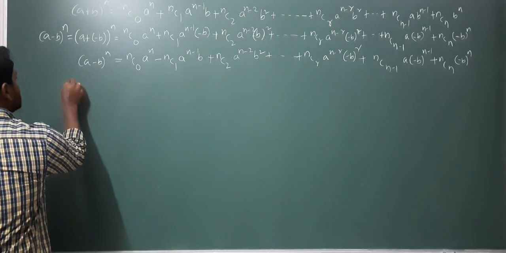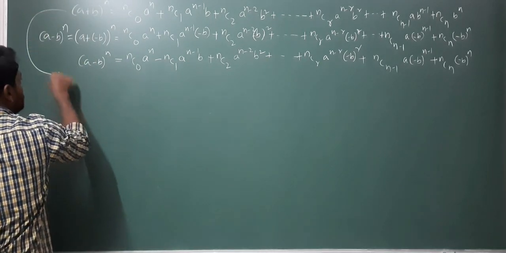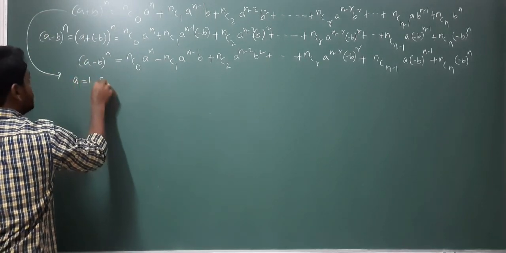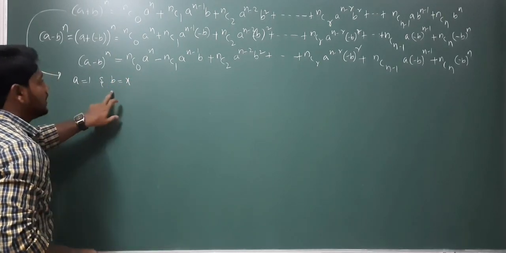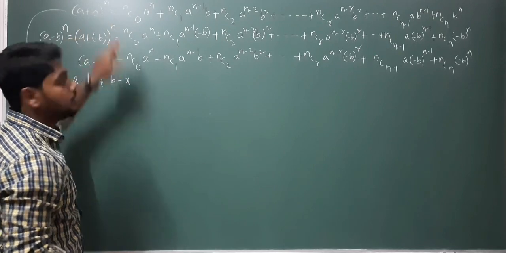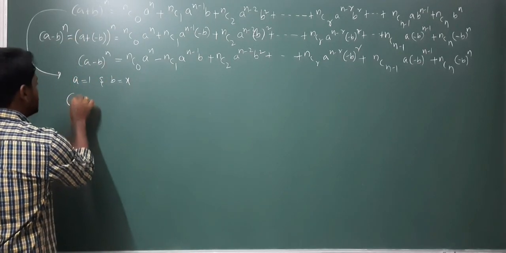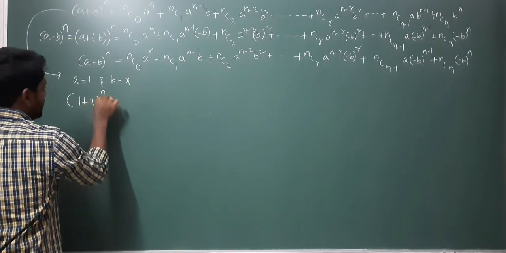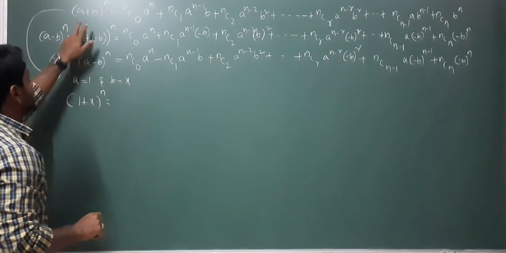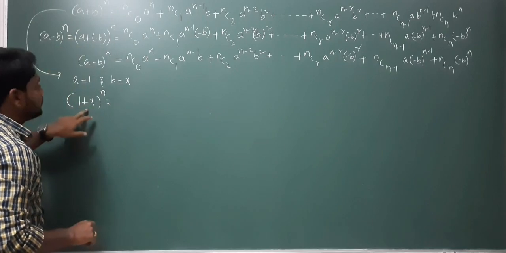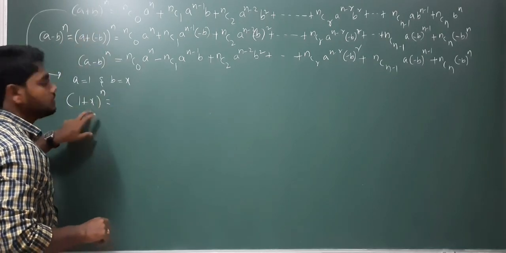Now, from this (a + b) whole power n, if we consider a equal to 1 and b equal to x, then (a + b) whole power n will convert into (1 + x) whole power n. Now we expand this (1 + x) whole power n. That means instead of a we substitute 1, and instead of b we substitute x.